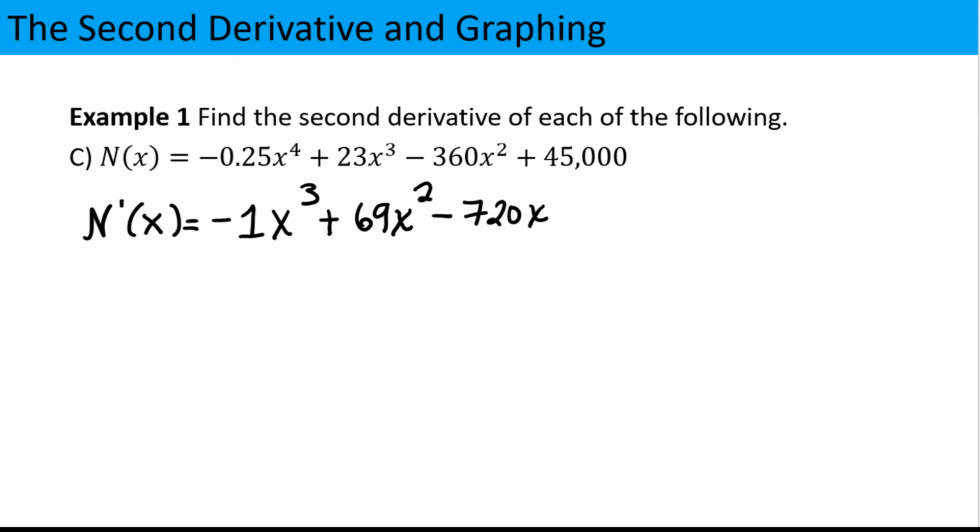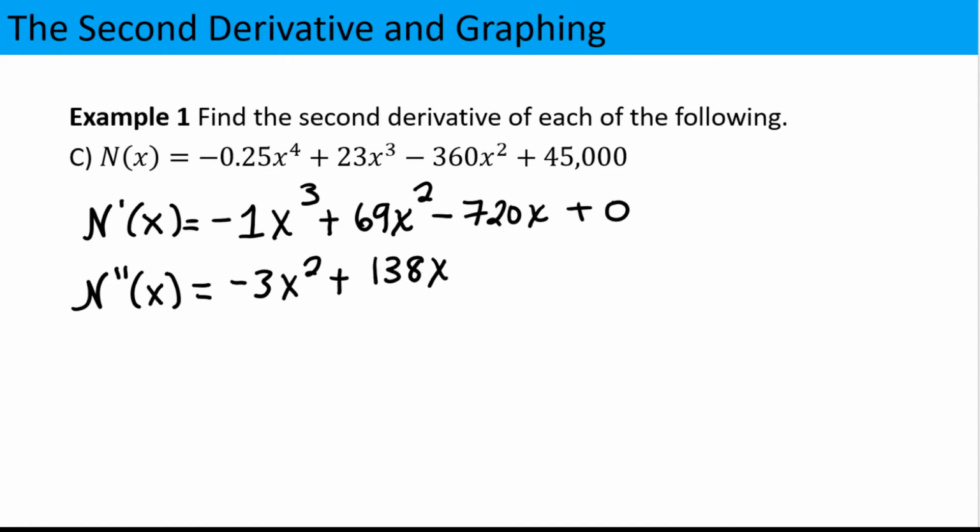We have 1x left, and the derivative of the constant 45,000 is 0. Let's take the derivative one more time, which will give us the second derivative. So n double prime of x is equal to negative 1 times the 3 is negative 3x squared plus 69 times 2. That product is 138x. And finally, the derivative of negative 720x is just negative 720.